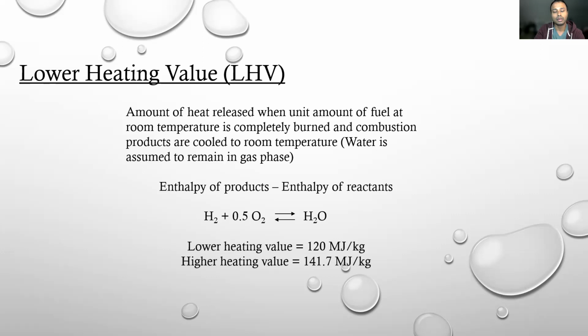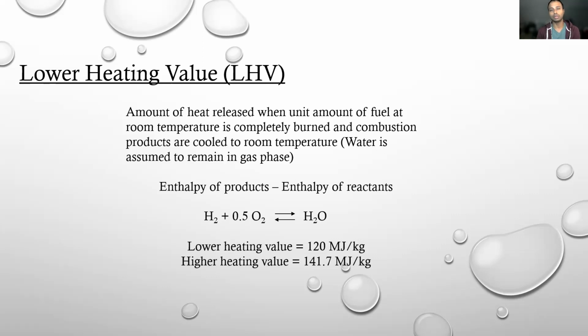The lower heating value of a fuel is the amount of heat released when a unit amount of fuel at room temperature is completely burned and the combustion products are cooled to room temperature. So the reactants as well as the products are both at room temperature. However, most fuels have some amount of hydrogen in them, at least all hydrocarbons. Methane has 4 atoms of hydrogen, and ethane has 6 atoms of hydrogen. All of these have hydrogen, which produces water.